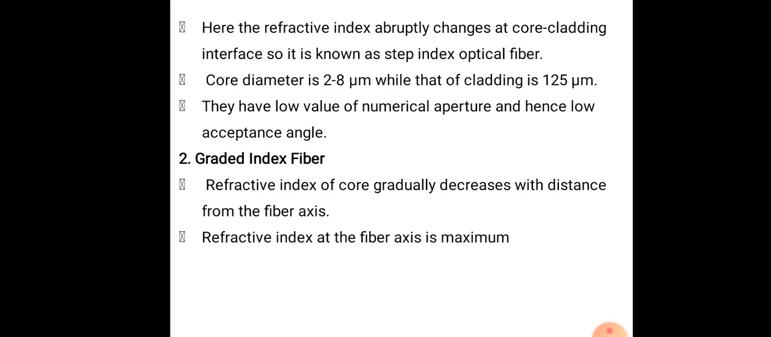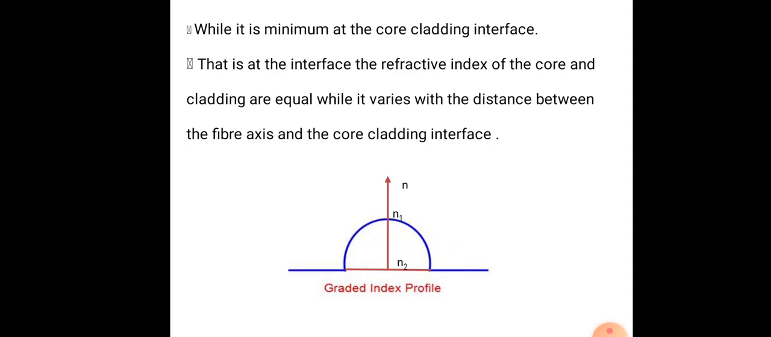Okay, now the second type, which is based on the refractive index, is the graded index optical fiber. Here, the refractive index of the core gradually decreases with the distance from the fiber axis. See this figure: this is the refractive index of the core and this is the refractive index of the cladding. What I am telling is that the refractive index of the core gradually decreases with the radial distance.